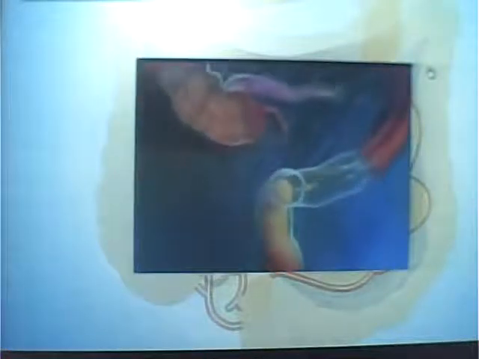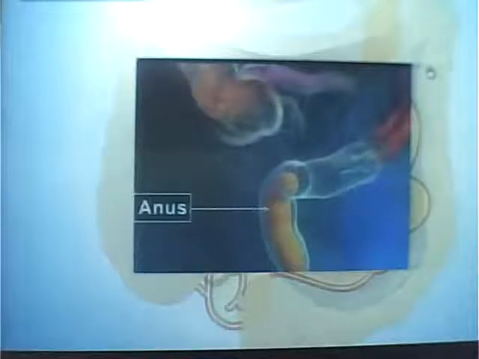Its function is to absorb water and some salts from the undigested food material. Due to this, the undigested part of food becomes dry and almost semi-solid. This part of the food is known as feces. It is passed out of the body through the anus. This process is called egestion.